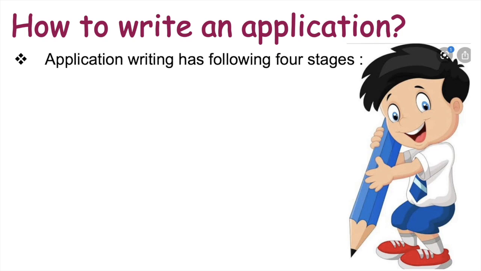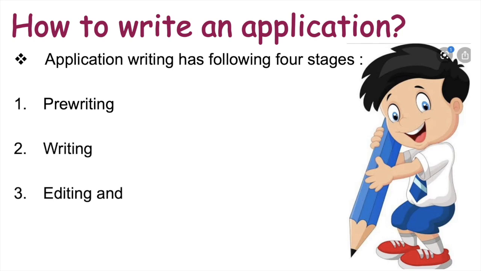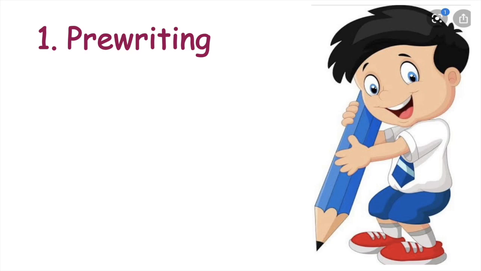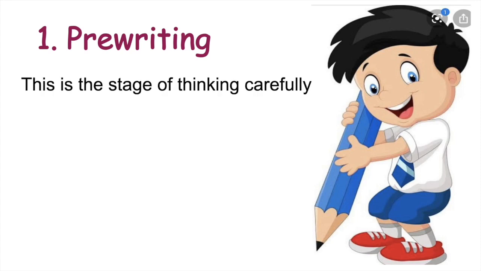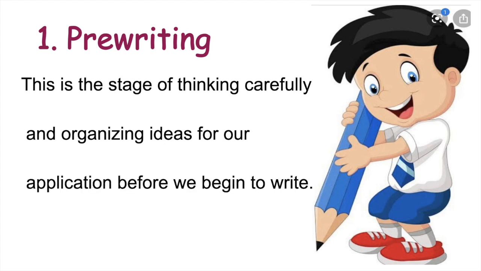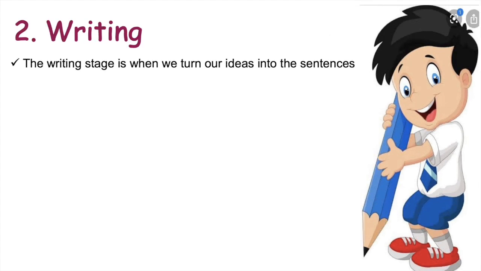Application writing has the following 4 stages. Number 1, pre-writing. Number 2, writing. Number 3, editing. And number 4, submitting. Pre-writing. Let's see the pre-writing part. This is the stage of thinking carefully and organizing ideas for our application before we begin to write. Come to the writing part. The writing stage is when we turn our ideas into sentences.